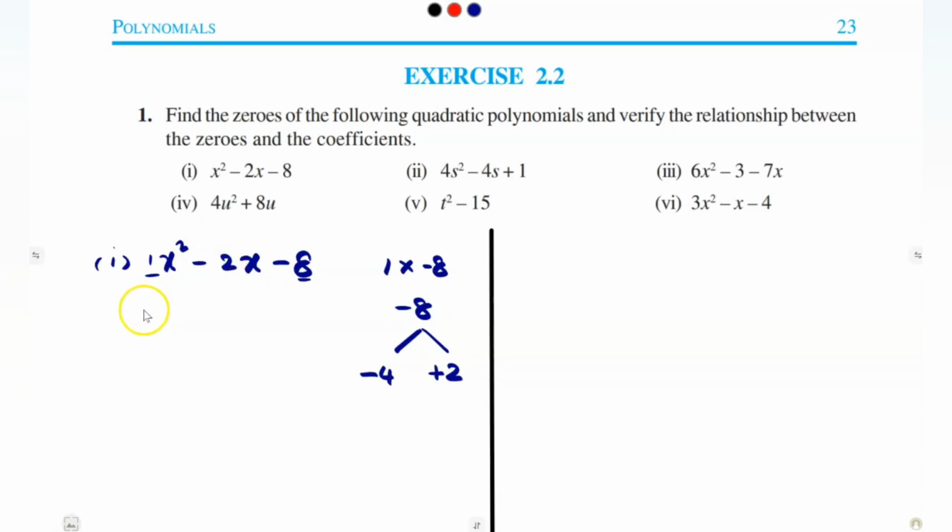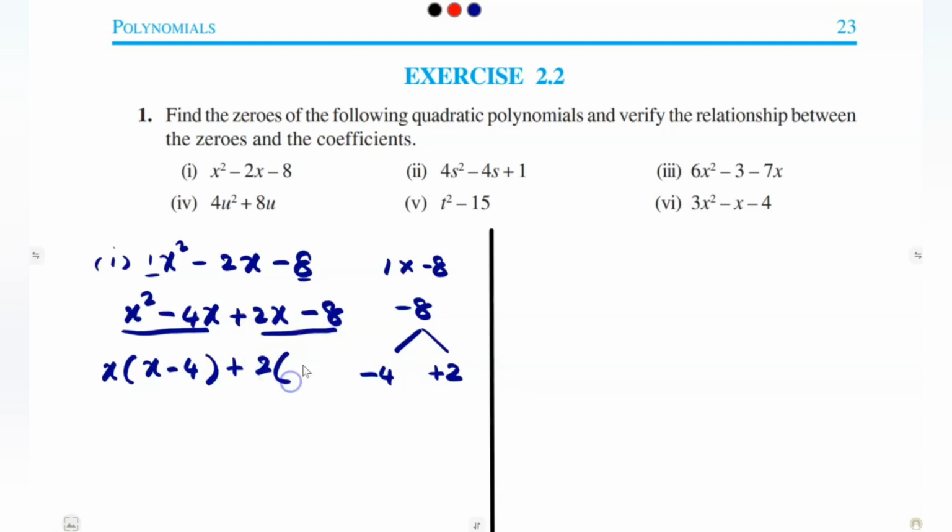So let's start writing this as x square minus 2x, minus 2x we can write as minus 4x plus 2x according to the factors, and minus 8. Now take common from these two. x is common, x into x minus 4, and here 2 is common. So let us take 2 as common, 2 into x minus 4. Now the factors are x minus 4 into x plus 2. So we got the factors.